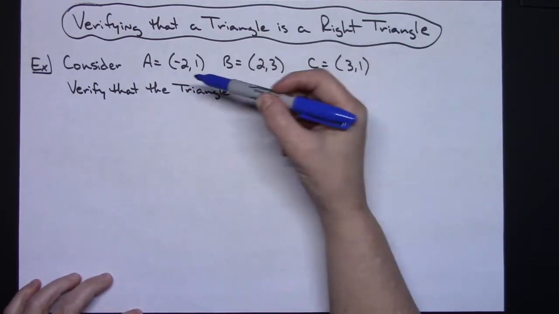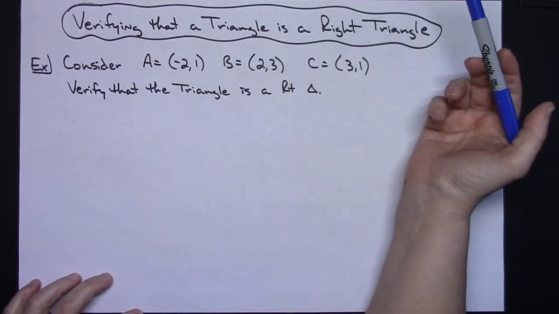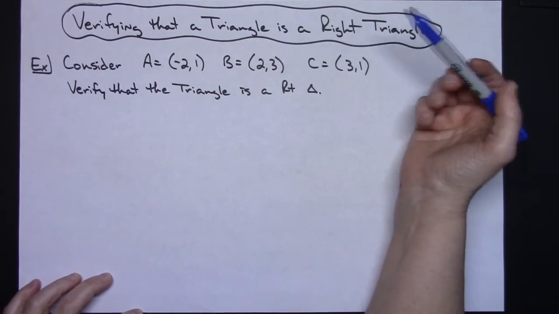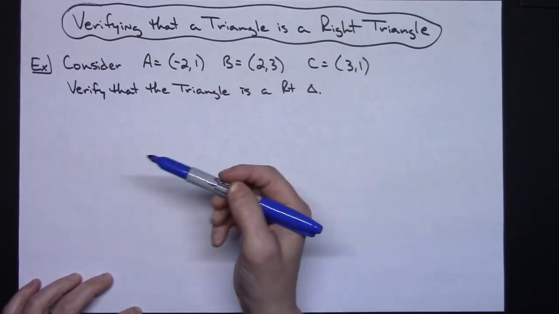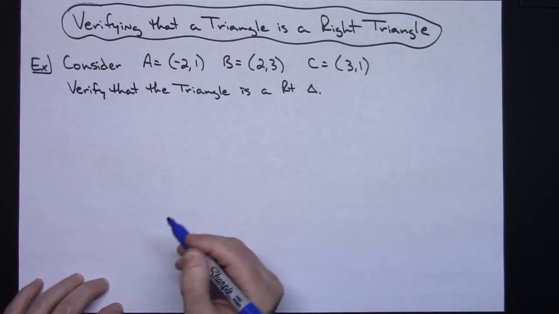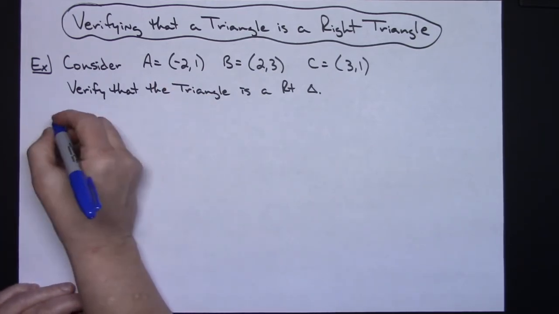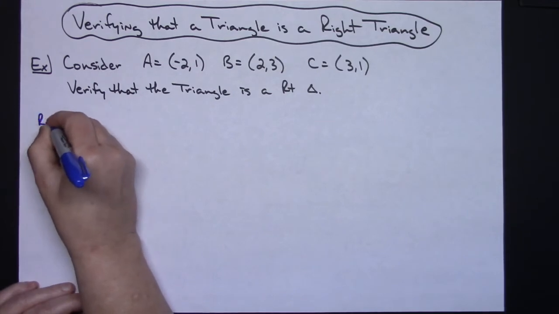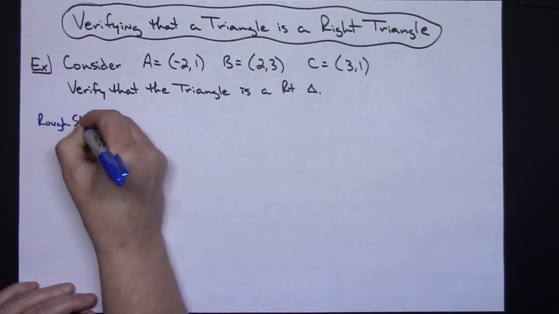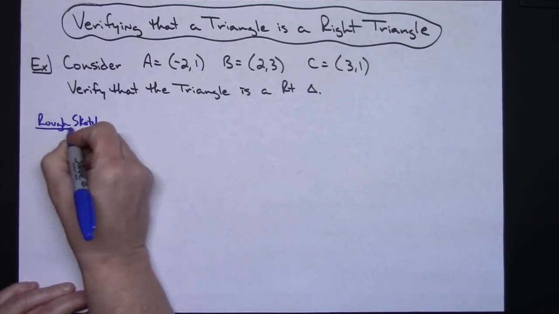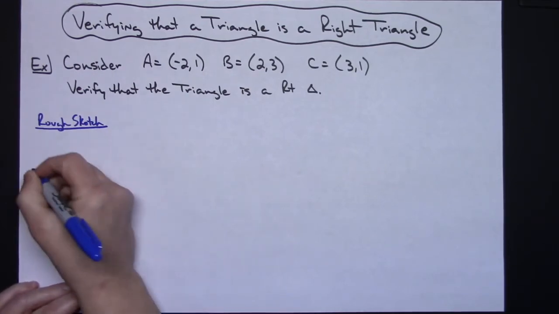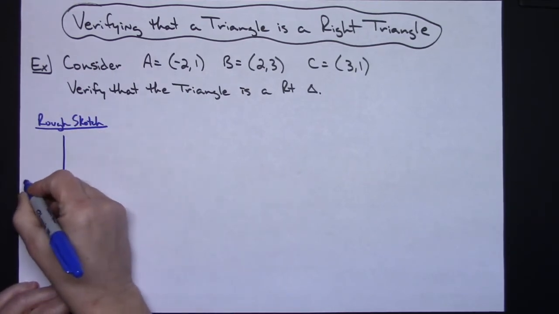Now, to start with, so that you would know which ones are the legs and which one is supposed to be the hypotenuse, I might do a really rough sketch. If you had graph paper, that would be good. I don't have any graph paper, so we're just going to do a really rough sketch here, so that I can get the idea of where my legs might be and where the hypotenuse might be. Not drawn to scale here.